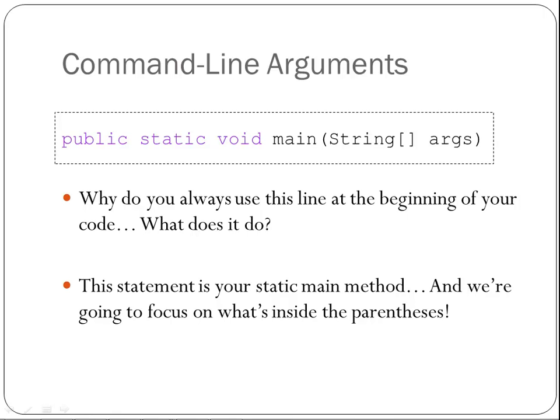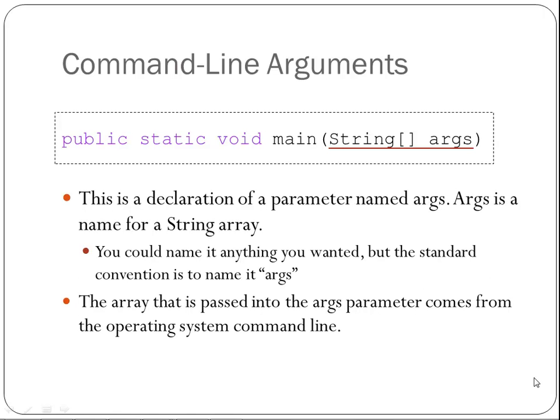Why do you always use this line at the beginning of your code? What does it do? This statement is your static main method, and we're going to focus on what's inside the parentheses. Underlined in red, String args is a declaration of a parameter named args. args is the name for a string array. You could name it anything you wanted, but the standard convention is to name it args. The array that is passed into the args parameter comes from the operating system command line.